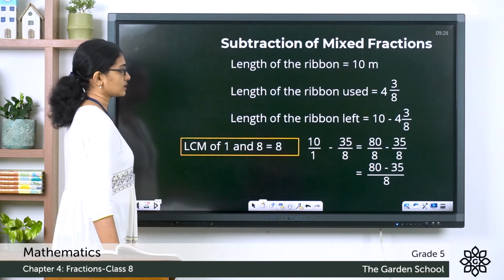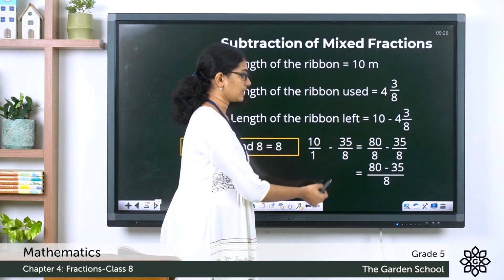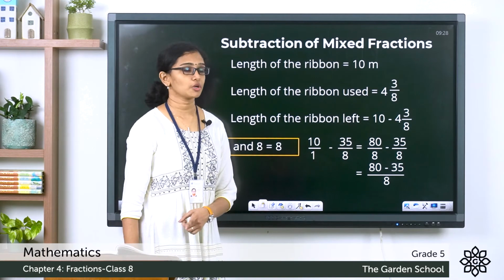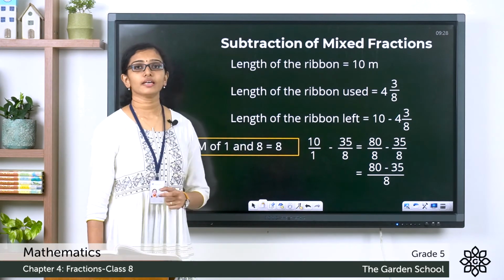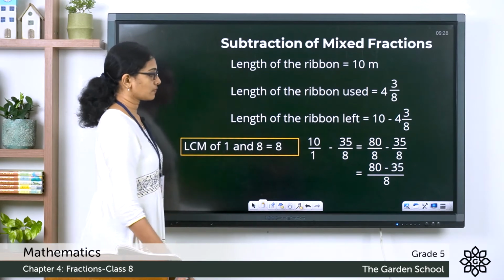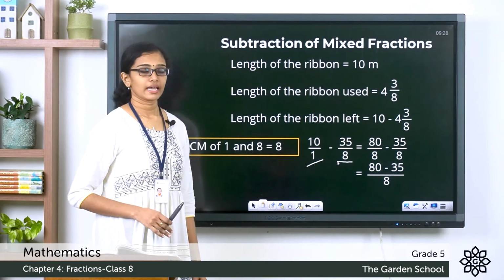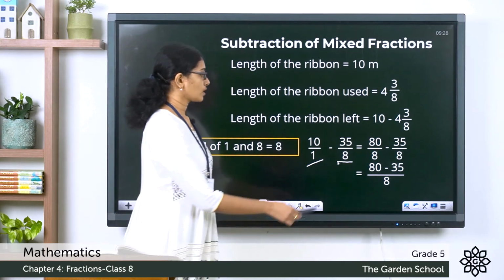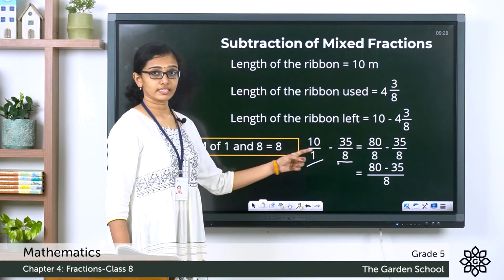Now how do you proceed with the subtraction? See, this 10 by 1 and 35 by 8. These two fractions do not have the same denominator. So let's make the denominator same by first finding out the LCM. What is the LCM of this 1 and 8? LCM of 1 and 8 is 8 itself. So let's make the denominator of this 10 as the LCM we obtained.